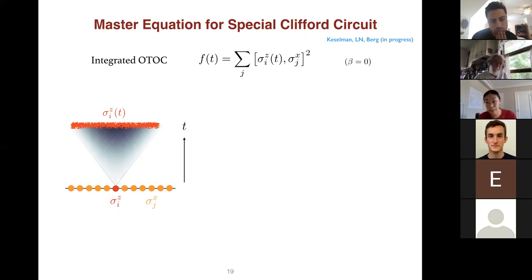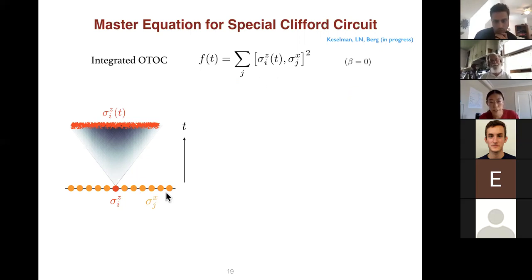The other is that you can derive things analytically. So here I would like to give you a flavor of how it works. To be more specific, let me take the W and V in my integrated OTOC to be sigma Z and sigma X. I, J here are the site labels. Because we're in the random unitary circuits, energy is not conserved, so we're effectively at infinite temperature. The thermal average goes away.